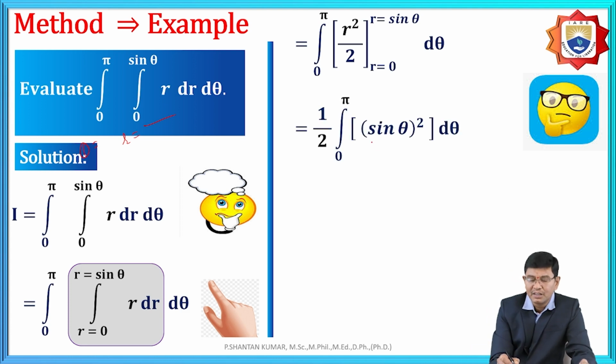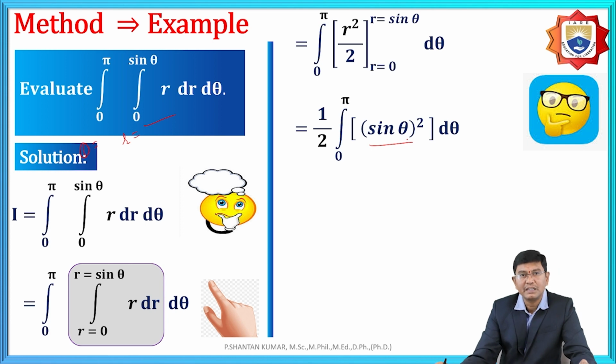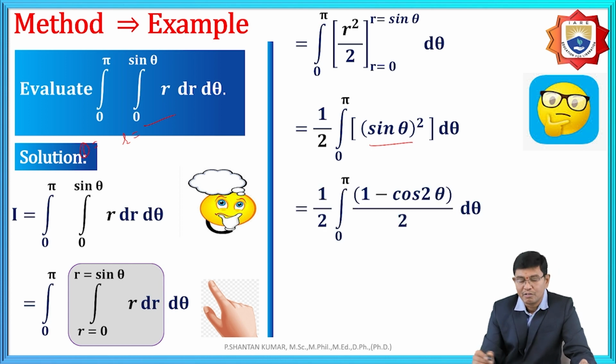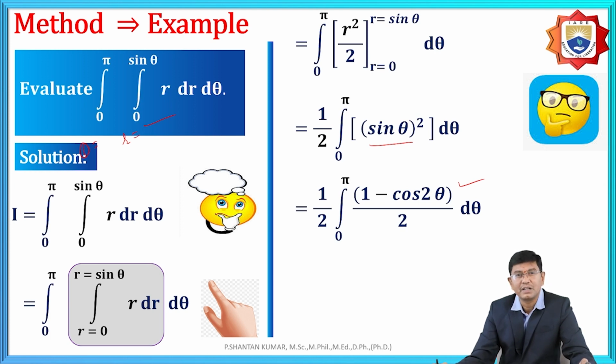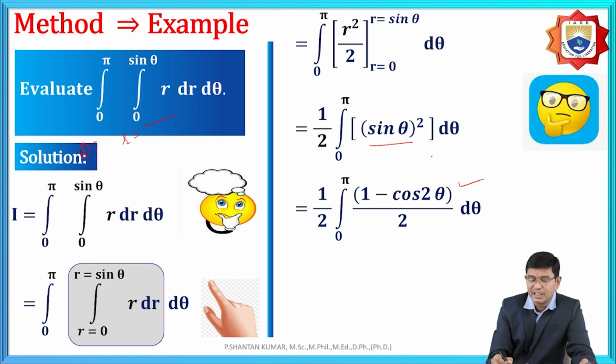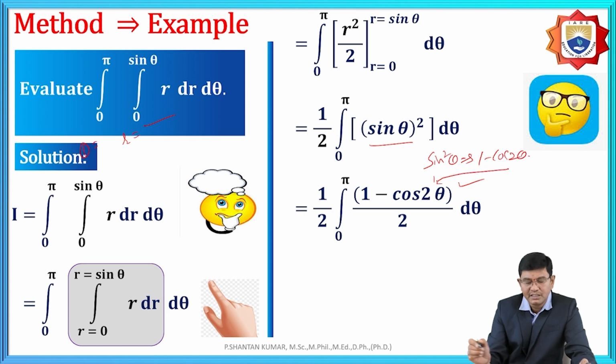And here also sin theta whole square, that means sin square theta is 1 minus cos 2 theta by 2 as the value. That means, according to what we know, cos 2 theta is equal to 1 minus 2 sin square theta, and based upon that we need to convert sin square theta is equal to 1 minus cos 2 theta by 2. And again here, sin square theta is nothing but (1 minus cos 2 theta) by 2. That value only we need to replace here.